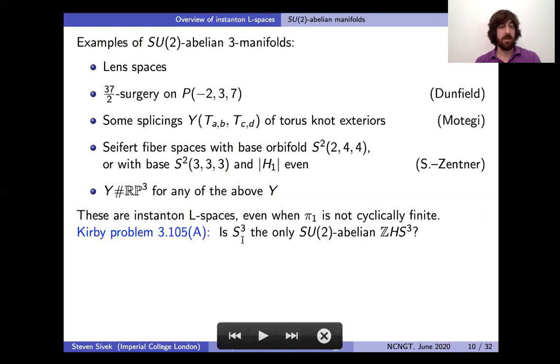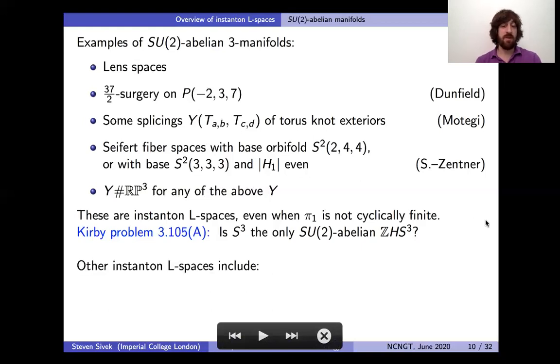But I should just mention, first of all, that this is sort of a generalization of the Poincare conjecture that's still open. Are there any integer homology three spheres other than the three sphere itself that are SU2 abelian? This is problem 3.105a in the Kirby list. And if you had such a three manifold, that would be an L space as well. But this is interesting. It's sort of a generalization of the Poincare conjecture, because you want pi1 to not only be non-trivial, you want it to have interesting SU2 representations as well.